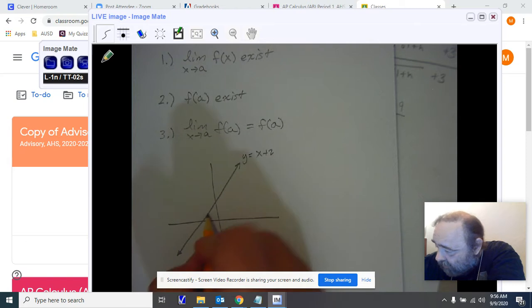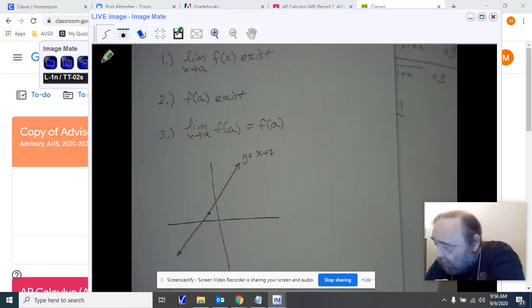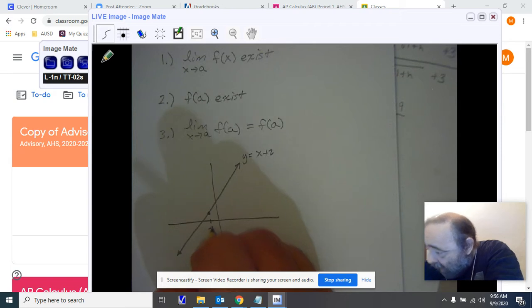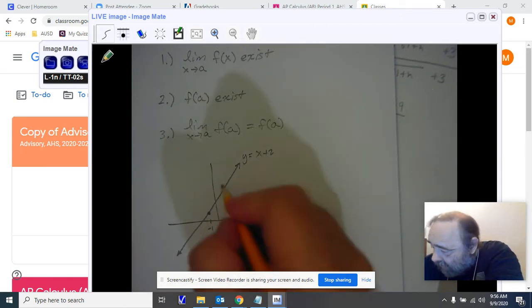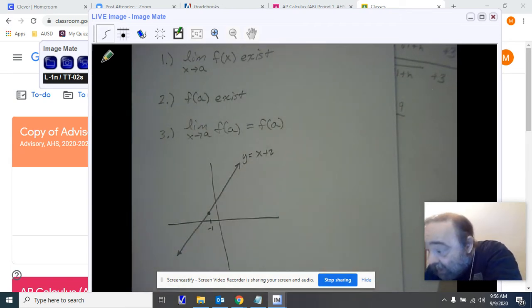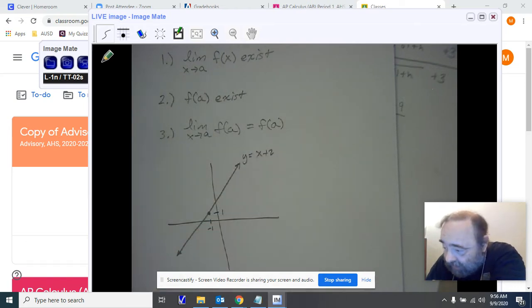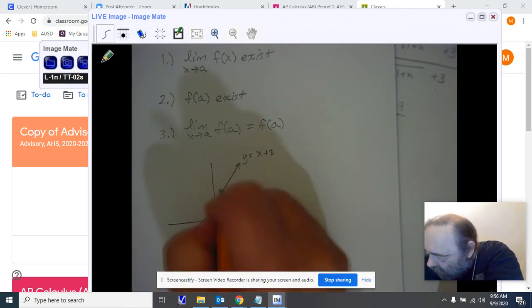You'll notice if I choose the point right there at x equals negative 1, I can clearly see that the limit as x approaches negative 1 is 1. I can also see that the value is defined at 1, and I can see that the limit where it's defined is the value that it is defined at. And this happens for every single value in the domain.